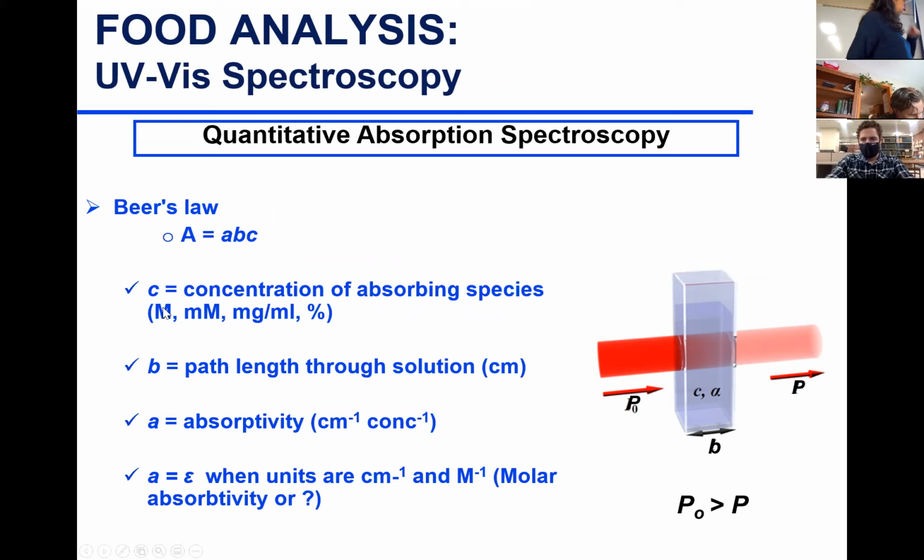So concentration can be in molarity, so in molar, millimolar, can be in milligram per milliliter, can be percentage, can be ppm, can be any of those concentration units. B is the path length through the solution, and it's in centimeter. And absorptivity, the units come from the units of C and B, basically. So when A equals this epsilon sign, it is molar absorptivity or molar extinction. So they mean the same thing. And if we say molar absorptivity or molar extinction, that means our concentration is in molar or millimolar.